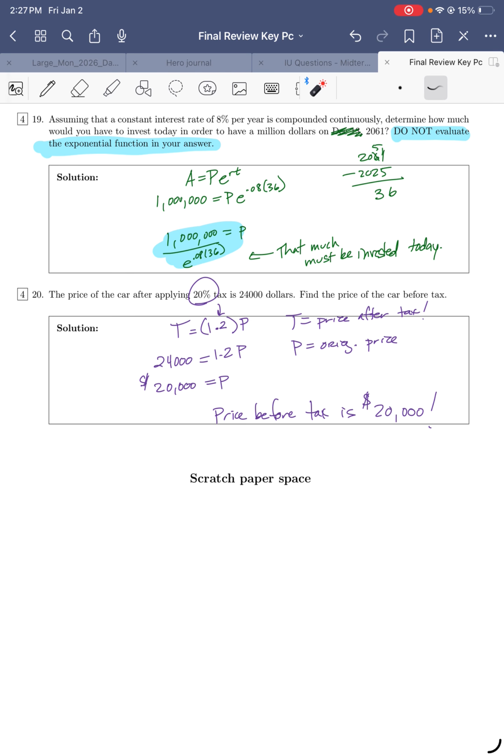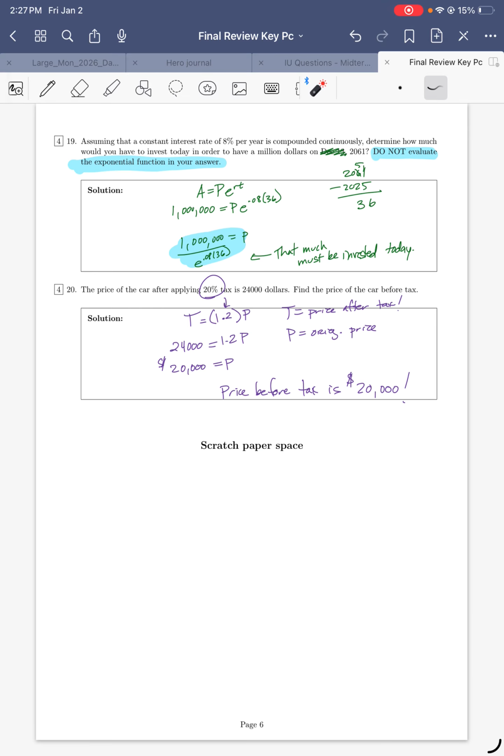And we did this last one in class. If you have T is the price after tax and P is the original price, if you multiply by 1.2, that's a 20% tax, and you get the price was $20,000 before taxes.